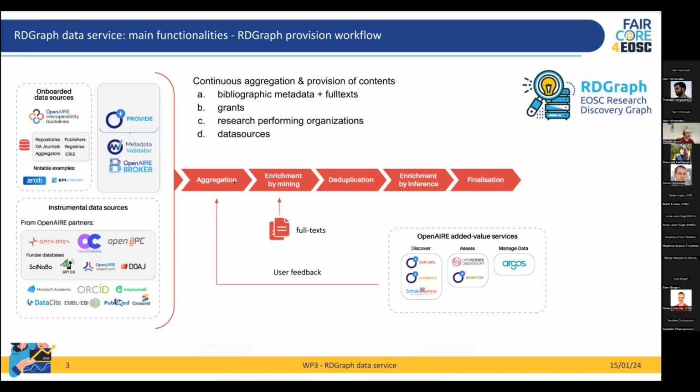These contents, in parallel, the PDF of the open access publications comes in to support a data mining system that extracts the text from these publications and uses it to identify concepts like references to project grants and relationships among the objects in the graph, so among publications and datasets, among publications and software.